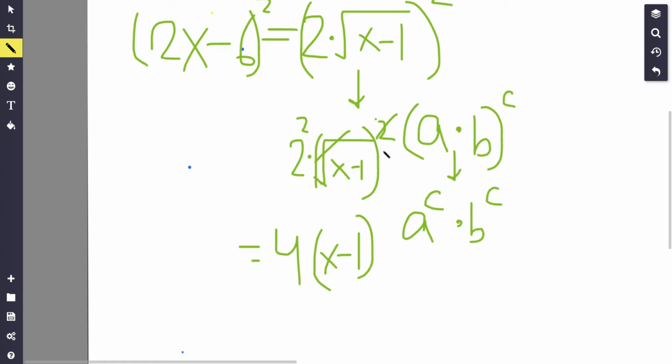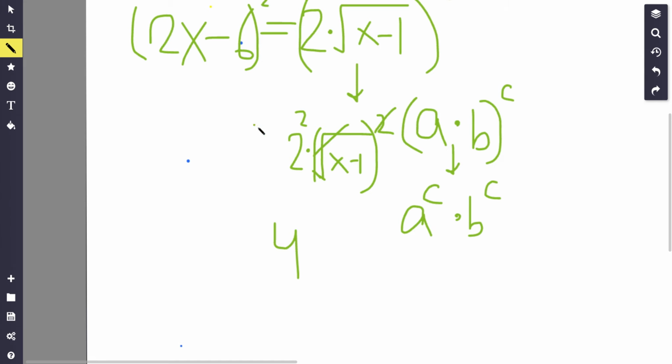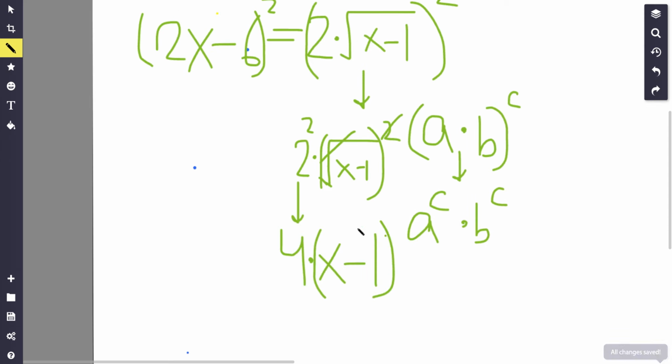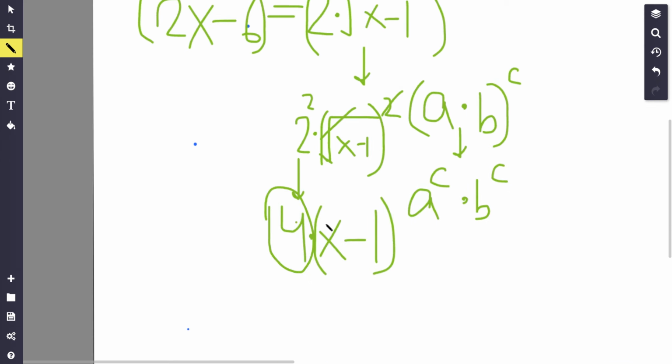Another common mistake people make: we have 2 to the second power, which is 4, and then the square root of x minus 1 to the second power, where the square root and the exponent cancel out, and we said this is equal to x minus 1. Now, a common mistake is forgetting that these two things are being multiplied with each other. So make sure to put parentheses to indicate that you're multiplying this whole x minus 1 by this 4. In the beginning of our equation, we're multiplying this 2 by this whole square root of x minus 1. The same is true here: we have to multiply this 4 by this whole thing, which is now x minus 1.